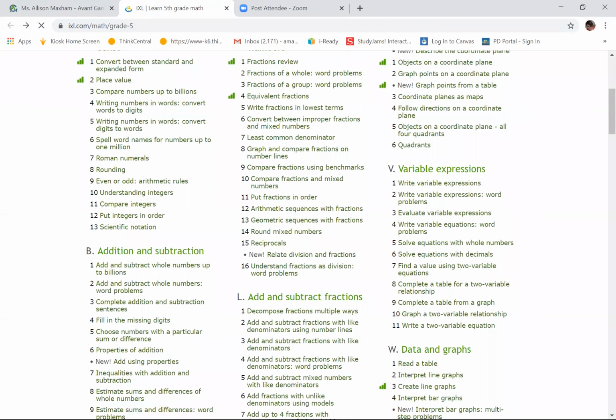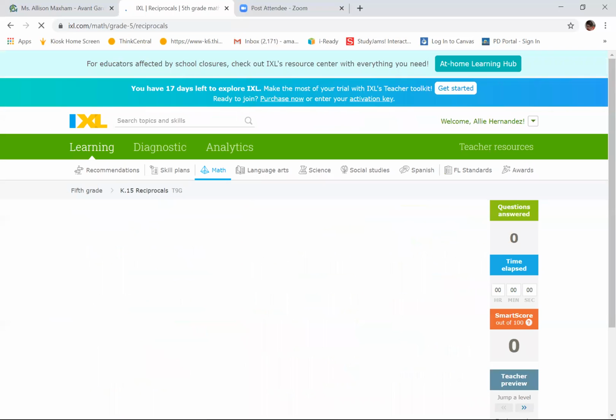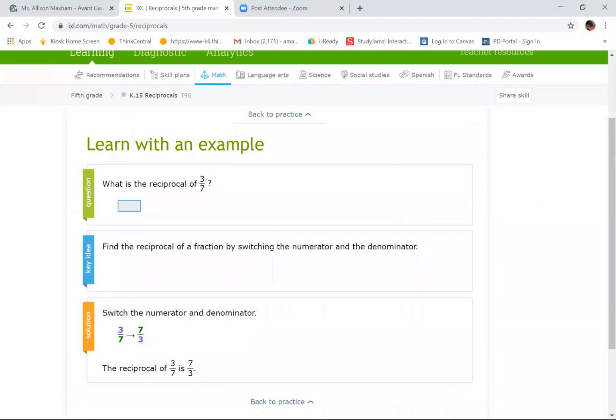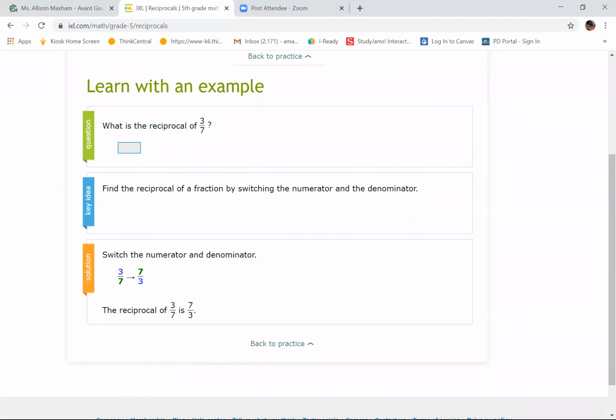Okay, we've got reciprocals. We were just working on reciprocals, weren't we? Of flipping that number. So if you're challenged when you were dividing and you were challenged with, I don't know what the reciprocal is. Well, the reciprocal of 7/8 will be 8/7. And you can learn with an example. Look, 3/7, look how they show you right here. 3/7 becomes 7/3. So all of these are really great tools for you.